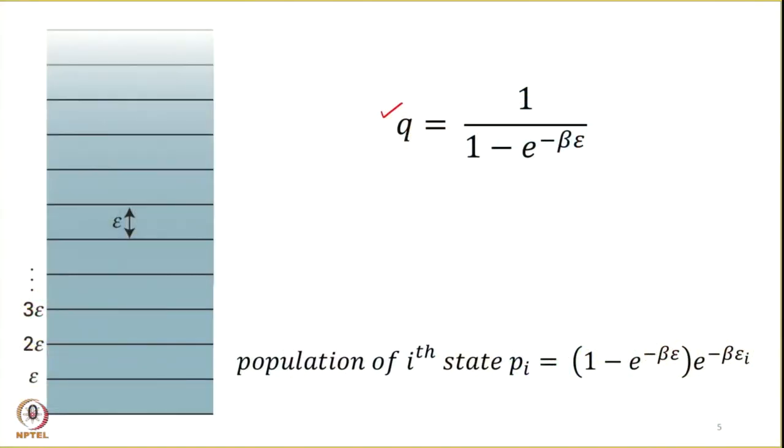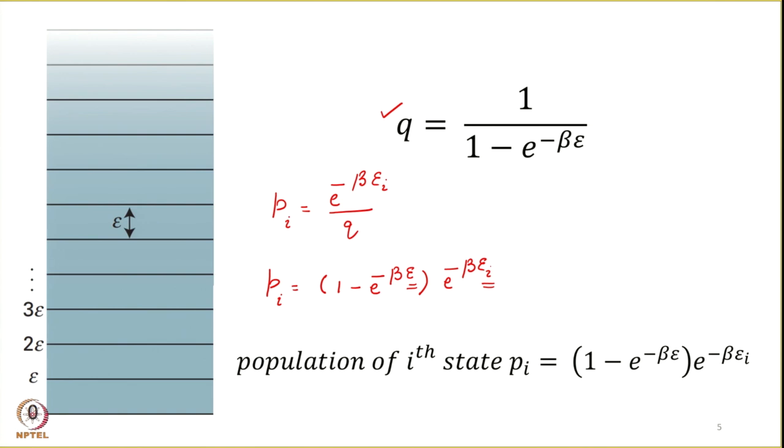So we just talked about Q. This is how we can write Q. Fractional population of each state is going to be exponential minus beta Ei upon Q. Let us substitute for Q. 1 over Q is 1 minus exponential minus beta E. This is 1 over Q into exponential minus beta Ei. That means if I have information about E and the energy of the ith state, that allows me to calculate the fractional population of each state.